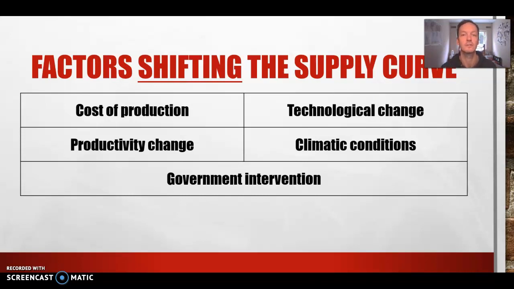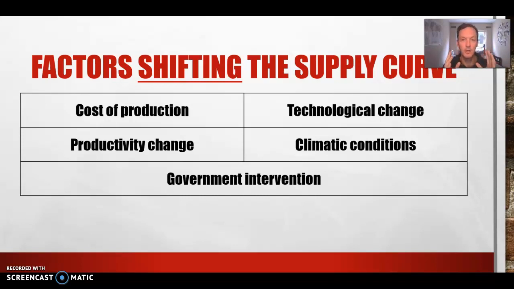The first one is cost of production, and this is the main one, to be completely honest. The main thing that is actually going to change the ability or willingness to supply is the cost of production. If it's more expensive to make, then that is actually going to decrease the willingness of suppliers to supply because there's less money to be made if it's going to increase in cost.